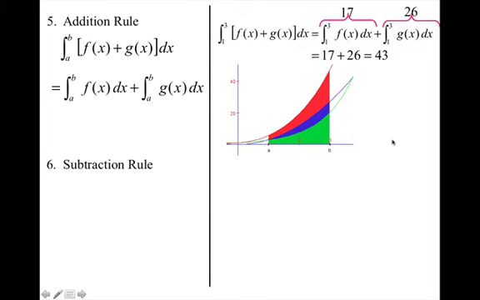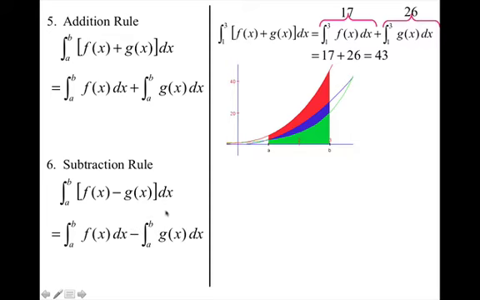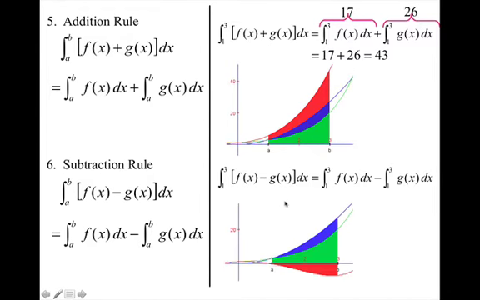The subtraction rule. Same idea as the addition rule. So you have two functions subtracting. You can split them up and take the integral of each of them separately. So for our example, we'll subtract f of x and g of x. And graphically what this means is that the green curve is still f of x, the blue curve is still the area underneath g of x. So to get the area of the red curve, which is the difference of these two areas, I would then do 17 minus 26, which gives me -9. And I know we cannot have negative area.